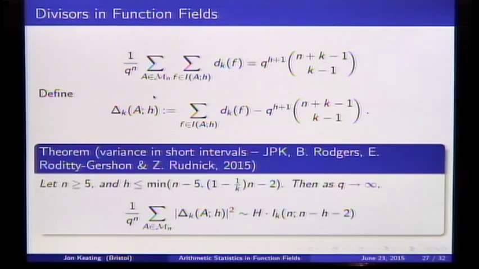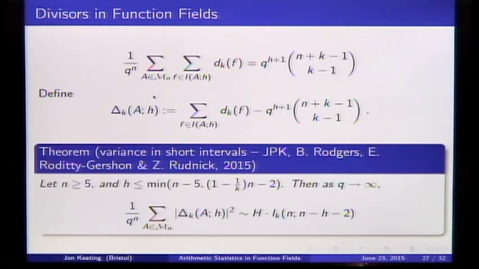on the divisor problem. What we want to do now is not average over all the monics, but to restrict ourselves to some short interval and then take the variance. And the first theorem I want to explain is a sequence of theorems, so this may not be transparent to start with, it'll become transparent as we go on. It's due to myself, Brad Rogers, Edvar Rodity Gershon, and Zeev Rednik.